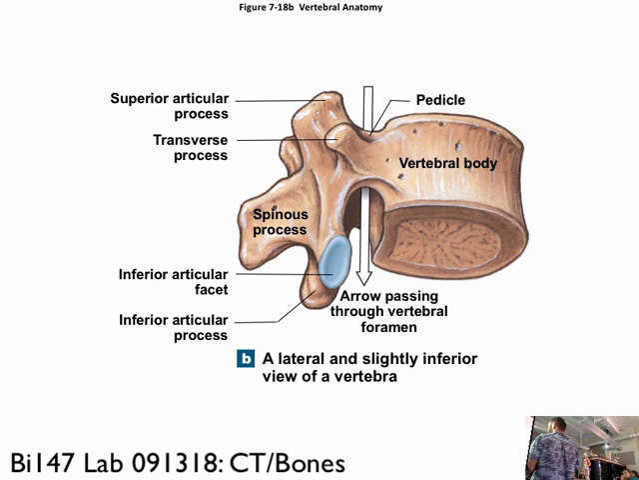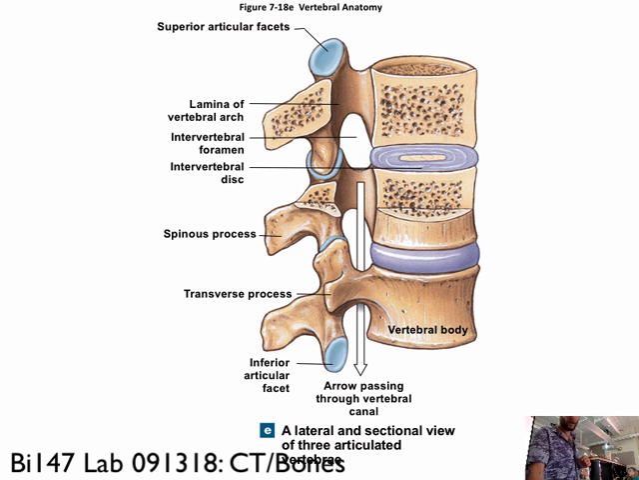Here's another picture of it. You'll have the vertebral body, the vertebral foramen where the spine goes, the spinous process, the transverse process. This is where muscles attach. This is anterior. This is posterior. So this is a lateral view. Okay. So here's putting a few of them together.